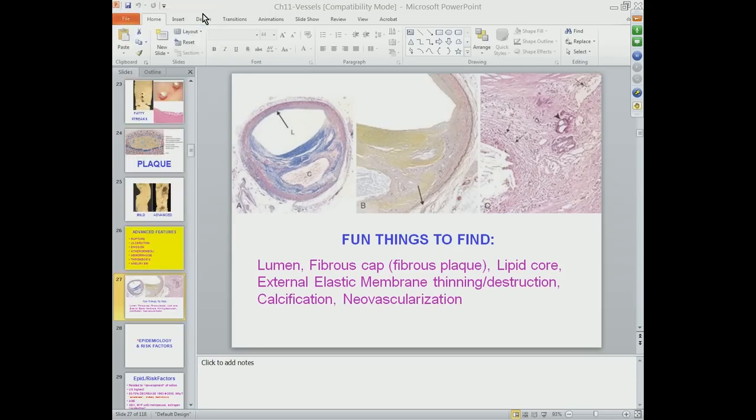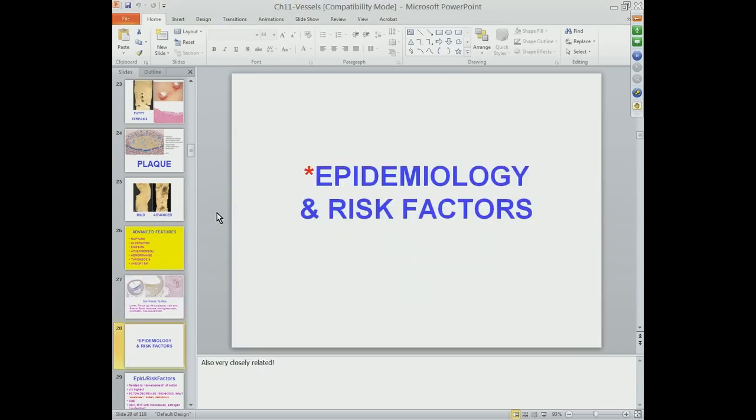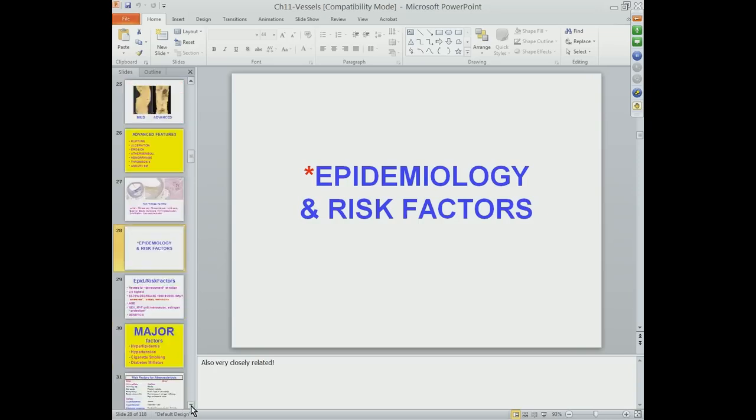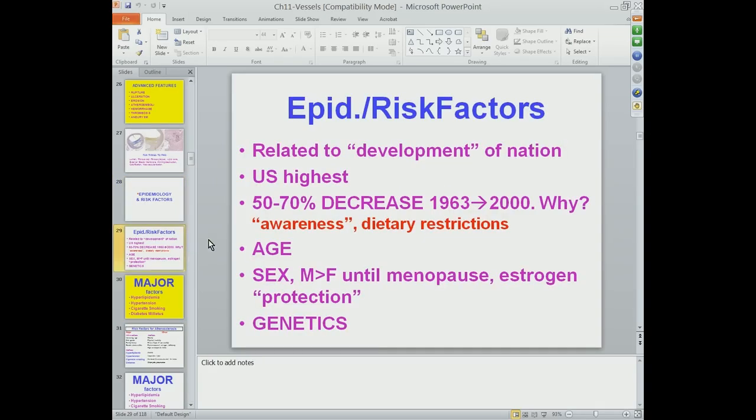Let's go to the next thing here and talk about the epidemiology and risk factors. You know, I wish I could sit here today, 2012, and tell you this is specifically what causes it, but let's talk about risk factors instead, because we don't know one single thing. It's related to the development of a nation. I don't know if you want to call it nutrition or overnutrition or gross national product. The nations which are so-called highest development, whatever that means, are the ones with the highest epidemic of atherosclerosis.